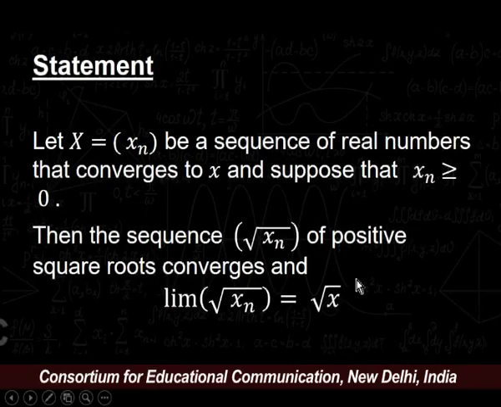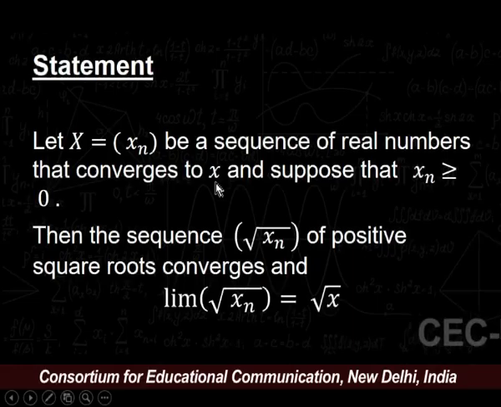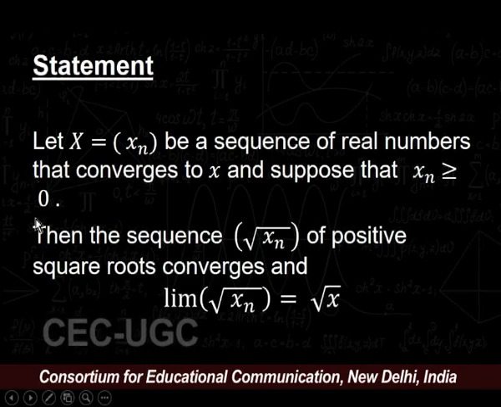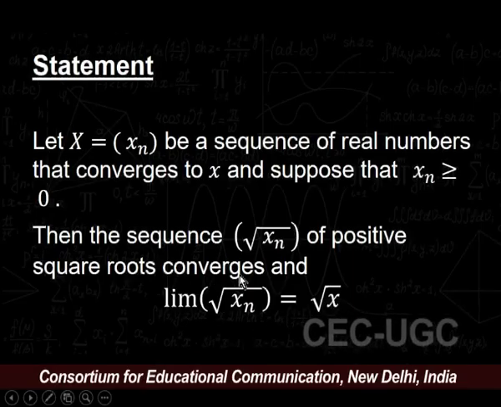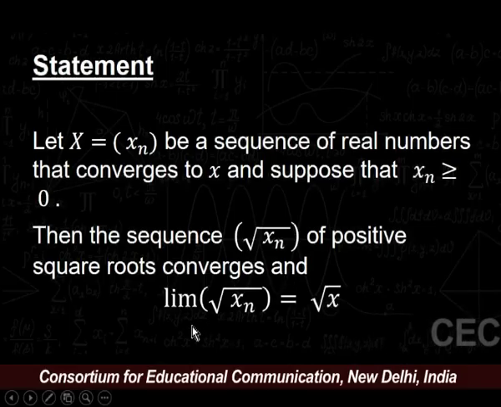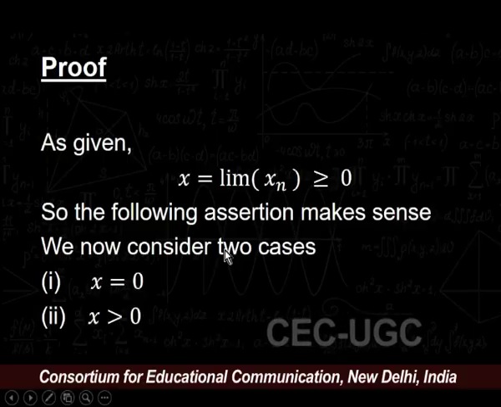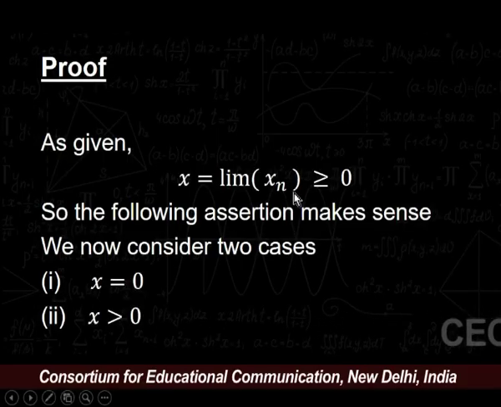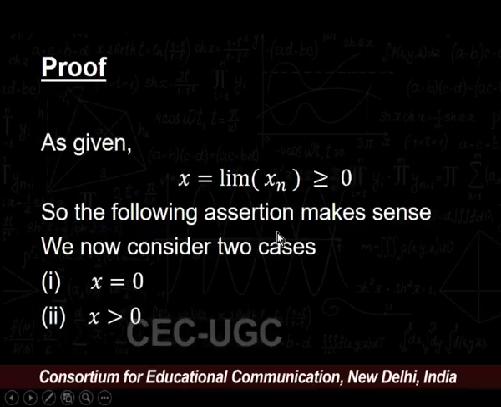Our next result says: let X equal to xn be a sequence of real numbers that converges to x, and suppose that xn is greater than or equal to 0. Then the sequence of positive square roots, under root xn, converges, and limit of under root xn must be equal to under root x. As given, x is equal to limit of xn and this is greater than or equal to 0. So, the following assertions make sense.